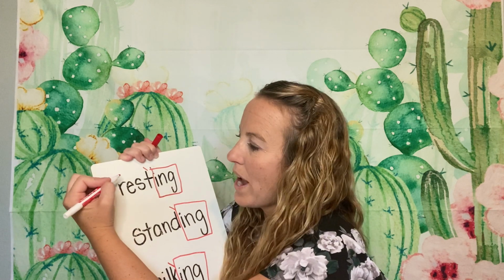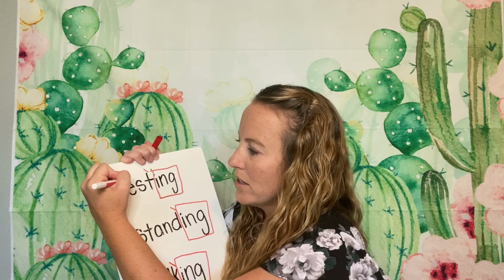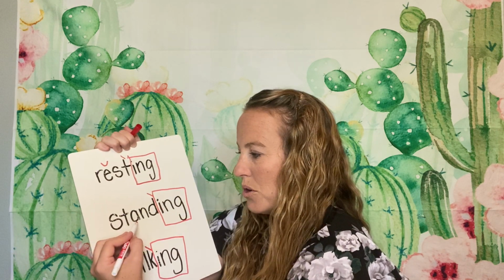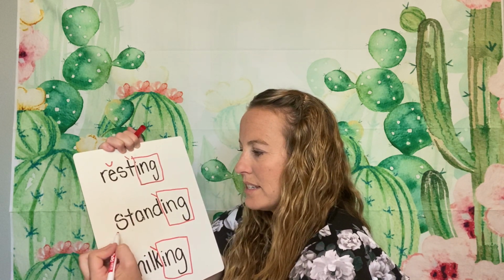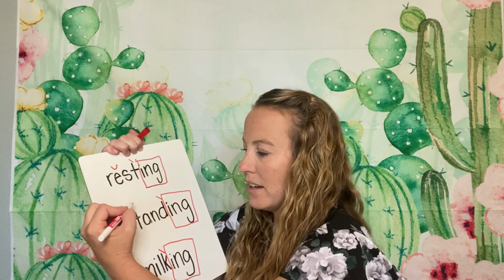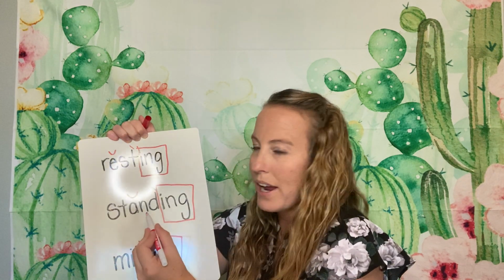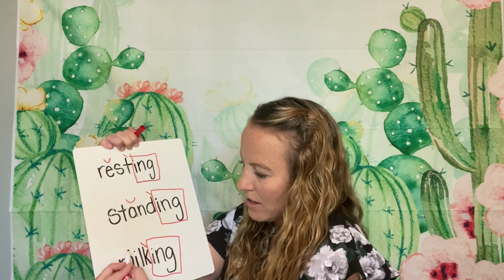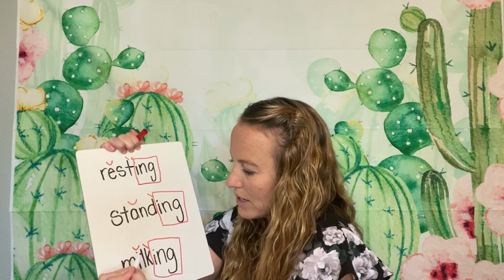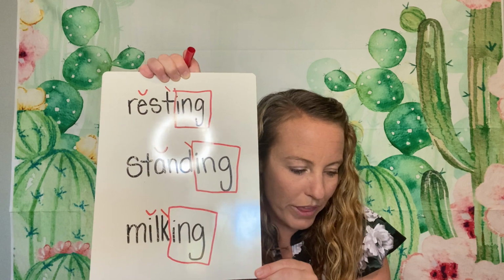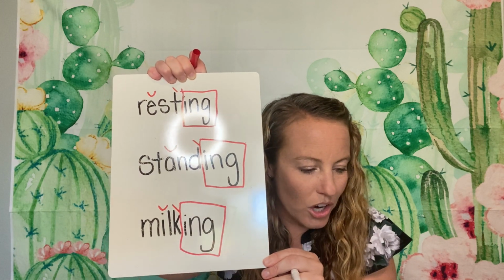Now let's see. How are we going to code the vowel in resting? Resting. It's a breve. It's followed by a consonant. Good job. What about standing? It's going to be a breve. It's followed by a consonant. They're all followed by consonants, so they're all going to be coded with a breve. Good job.